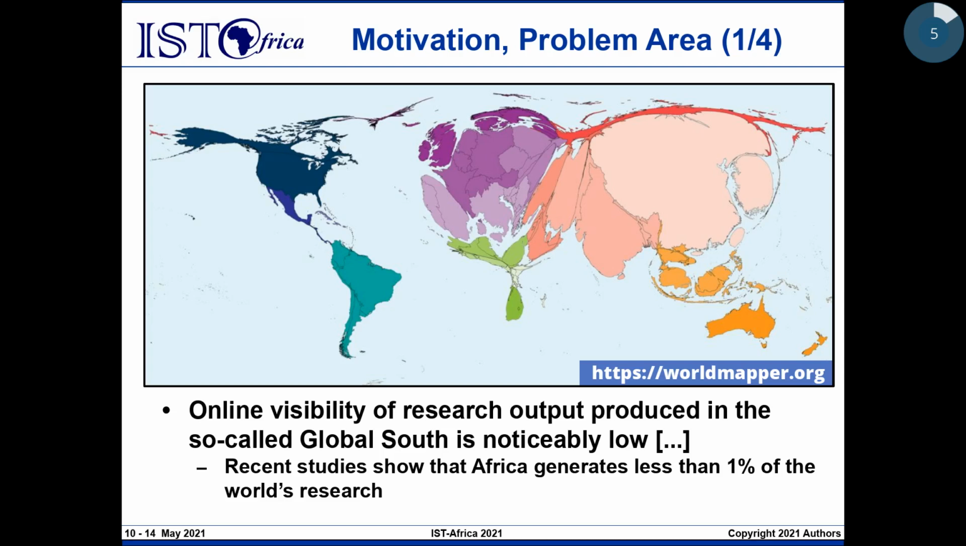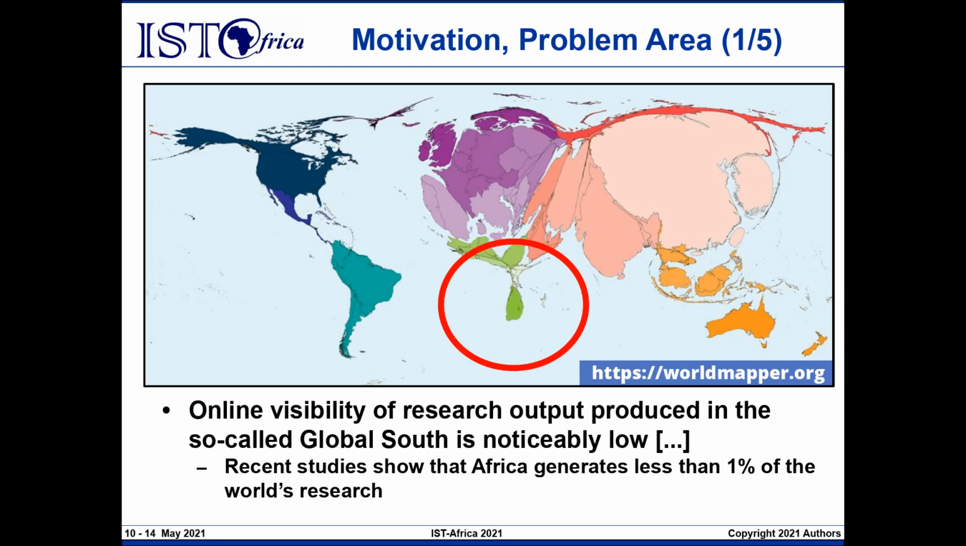So the motivation behind this work really is quite simple. If you look at the global landscape insofar as research output or research publication is concerned, what you will notice is that there's a disproportionate representation in terms of the research output that is generated from the so-called global south, and in particular from places such as the African continent.